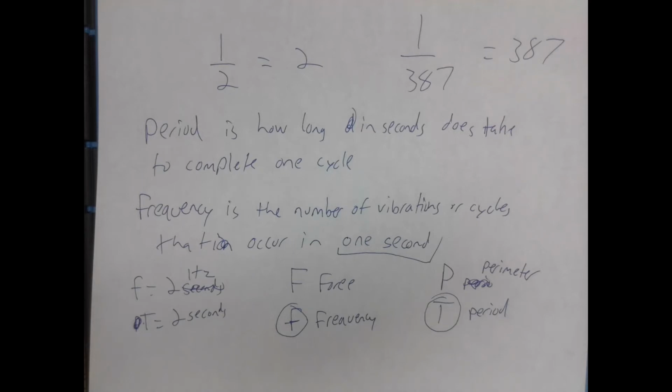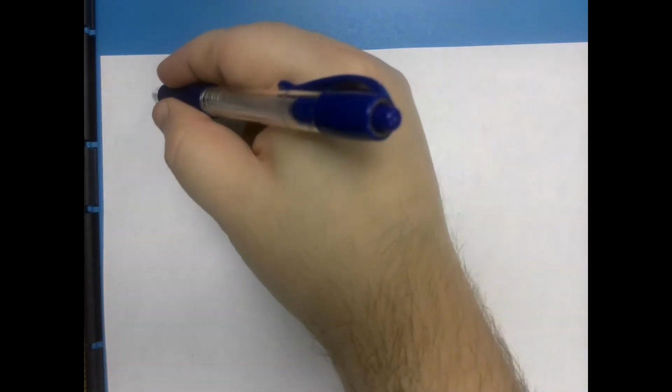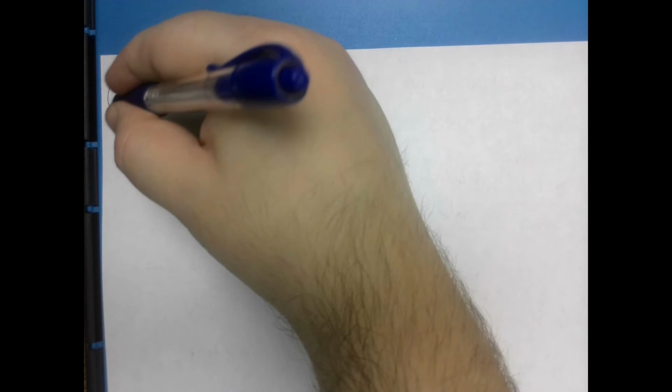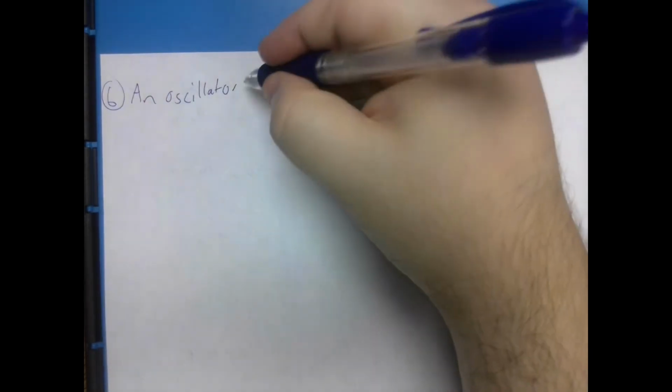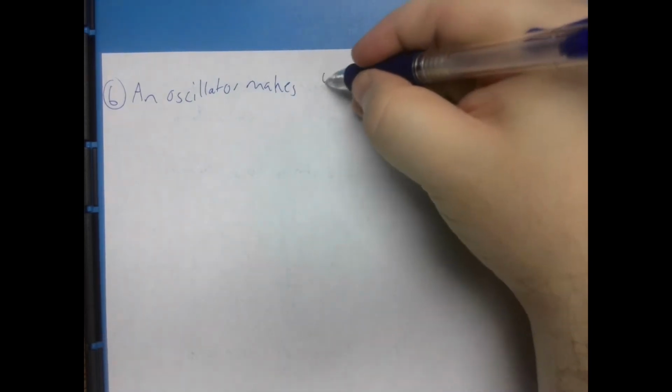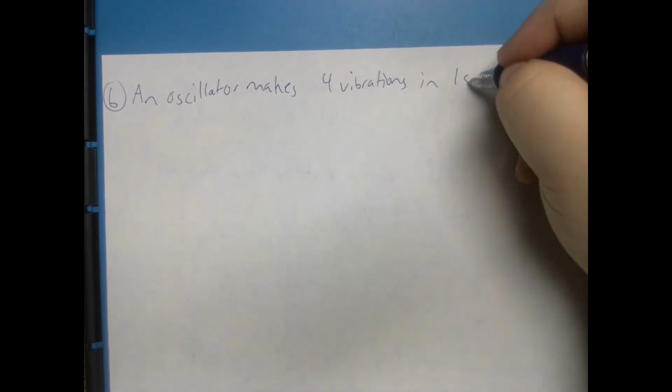So another thing I took off points for is if you didn't indicate which was the period and which was the frequency. So for example, number 6, again, everyone has different numbers, I should say. For number 6, if I were to say an oscillator makes 4 vibrations in 1 second.